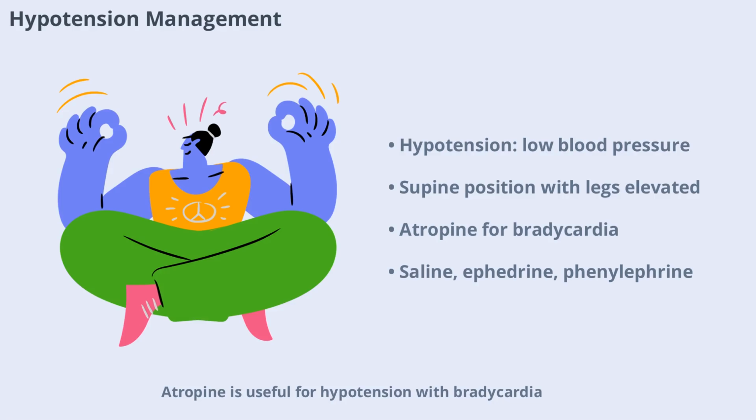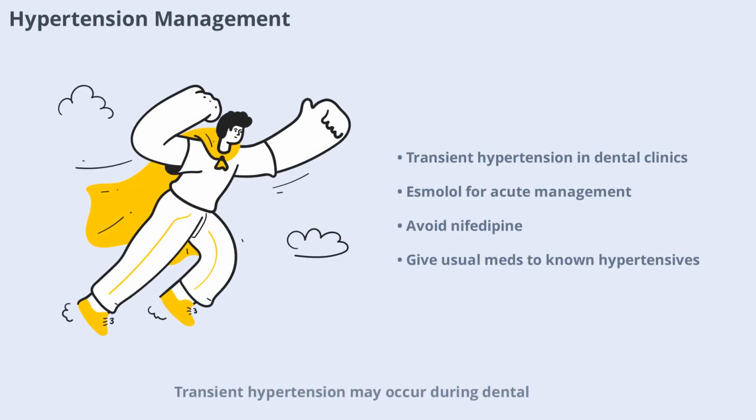Atropine is useful for hypotension with bradycardia, administered IM or IV, and repeated as needed. Rapid saline infusion can increase blood pressure. Ephedrine is helpful for patients with normal heart rates, while phenylephrine is used for those with tachycardia, improving venous return and systolic pressure. Transient hypertension may occur during dental procedures due to pain or restlessness.